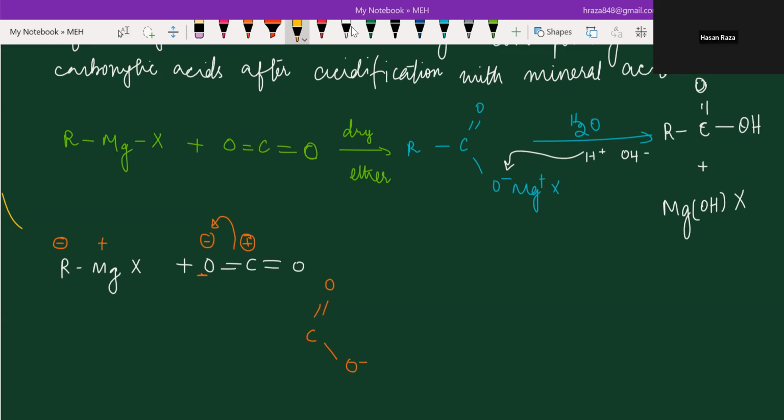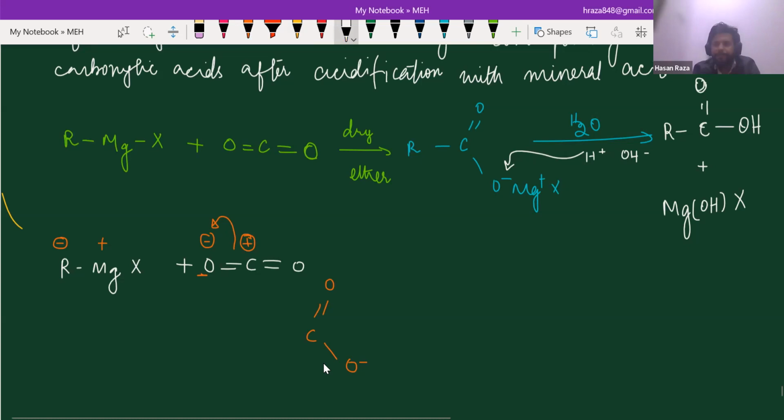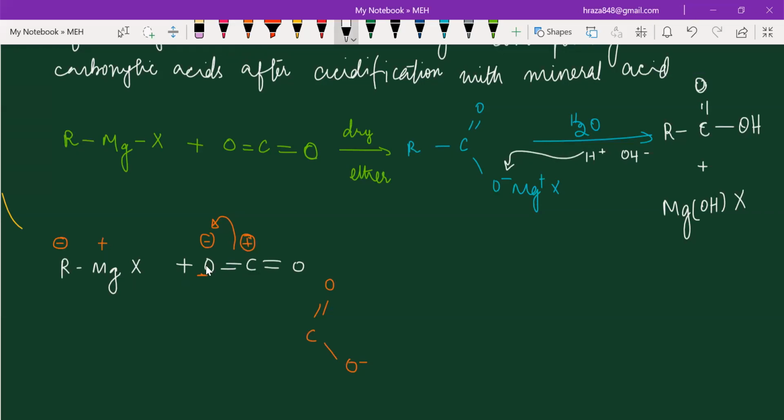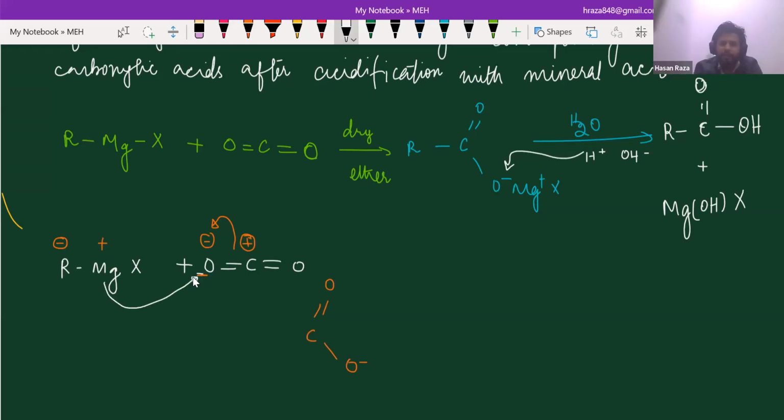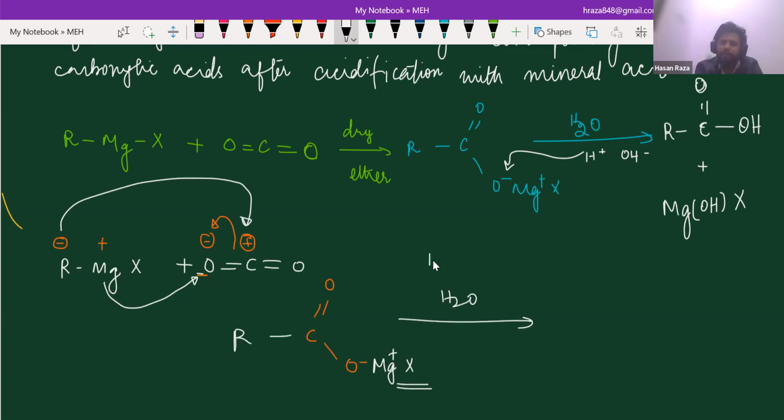So is this clear up to this? Nafisa? Okay, now you can see this has negative, that means Mg plus will go to this. So Mg plus with X. And after this, you can see this negative will go to carbon positive, so it will be R. And after this, you know that H2O has two parts, H plus and OH minus. So this H plus will go with oxygen and OH minus with magnesium. So this is what you get. Got it?